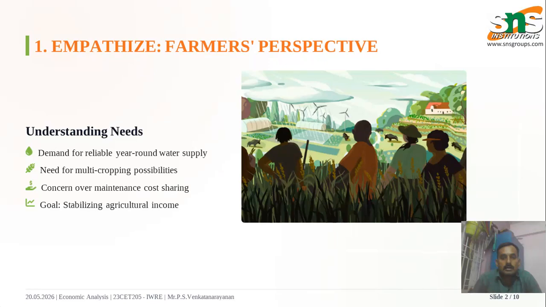However, farmers are also concerned about maintenance costs, water charges, and fair distribution of water. Their ultimate goal is stabilizing the agricultural economy by improving income and livelihood security. This stage reminds engineers and planners how economic analysis is not only about numbers and profits, it is also about improving the quality of life for farming communities. Understanding stakeholder needs helps in designing sustainable and socially beneficial irrigation systems.